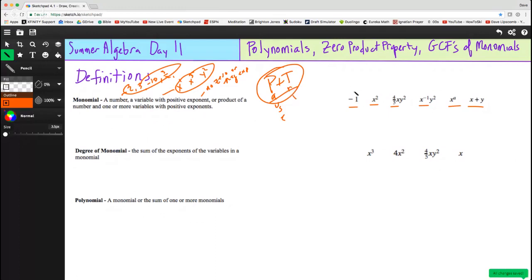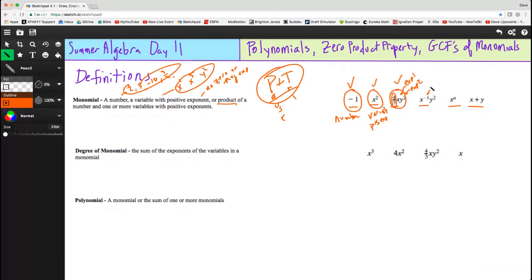So, hope you're back. So this -1, this is a monomial, because this is a number, right? X squared, yep, this is, because it's a variable with positive exponent. And this third one is, because we have things all multiplied together. That's a product of a number and one or more variables with positive exponents. So this is a number. You can have fractions. Fractions for coefficients are okay. And this has an implied coefficient of 1 and an exponent of 1. And this has an exponent of 2. So they're positive exponents. So that is. This one here is not.